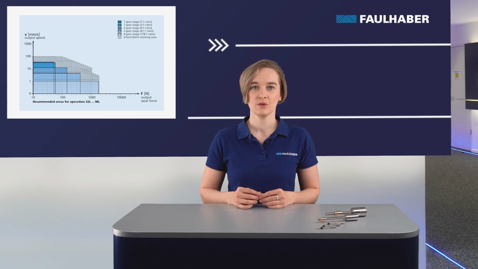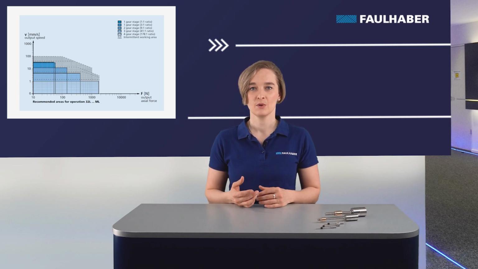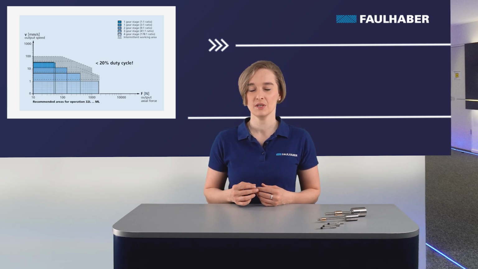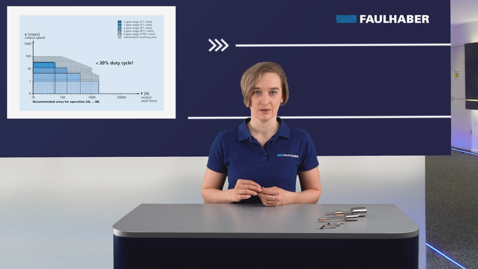The gray areas with the dashed lines are the peak output speed and the peak axial force for intermittent operation and are higher than the blue ones. Do not forget that we are in a logarithmic scale, so the intermittent operating area is nearly double the continuous operation. These values can be achieved for short intervals, not exceeding 20% of the duty cycle.